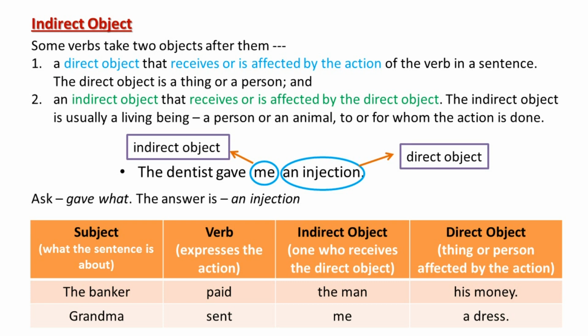In the second sentence, grandma sent me a dress. Here the subject is grandma and sent is the verb which expresses the action, and me is the indirect object. It is the one who receives the direct object, a dress, and a dress is the direct object which is affected by the action conveyed through the verb sent.